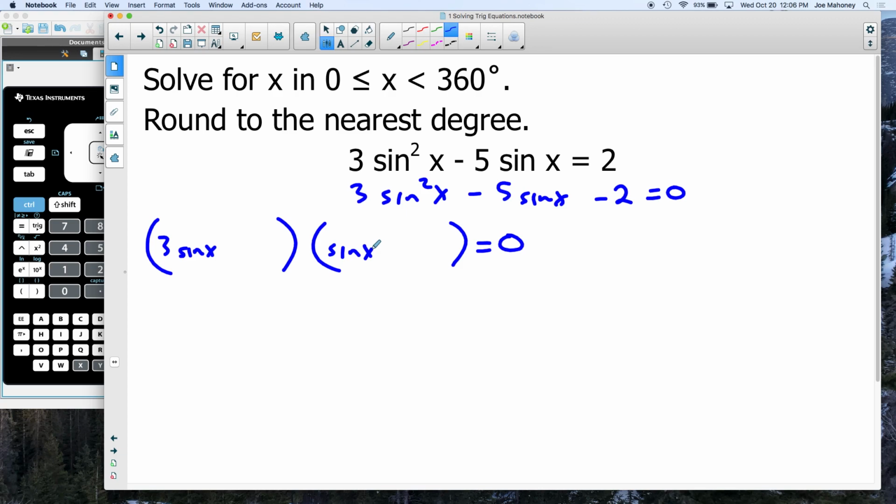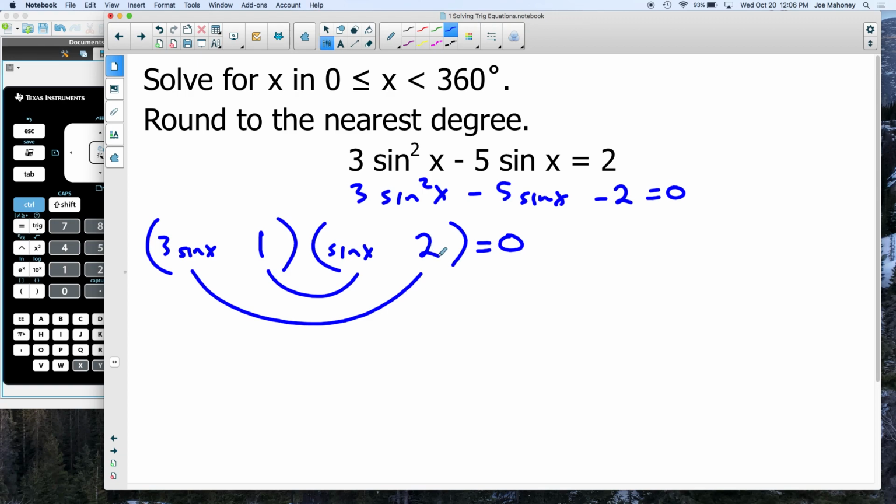So do I put the 2 here and the 1 here? Let's see. When I combine those, that gives me a 2 sine x, and that gives me a 3 sine x. There's my 5 sine x. But the problem is that -2 at the end there tells me my sign's got to be different. There's no way that I can combine a 2 sine x and a 3 sine x to give me a -5 sine x, but still make the product of those two negative. So I've got to erase those two and maybe swap them around.